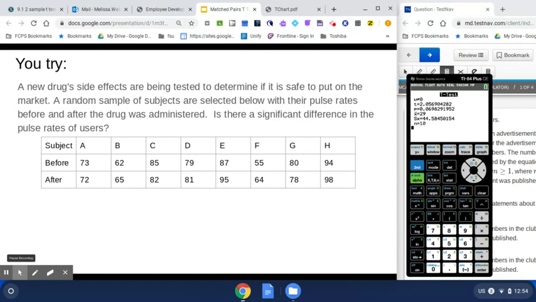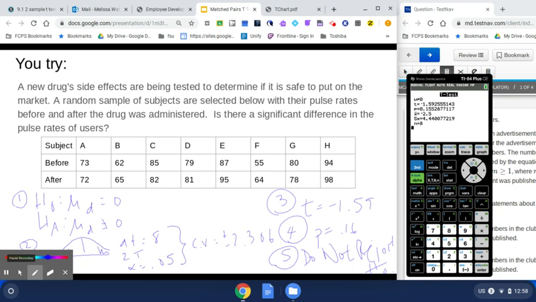Okay, here is another example of a matched pair scenario. Read through this, see if you can complete those 6 steps for hypothesizing for the matched pairs t-test, and then unpause the video to get the solutions.